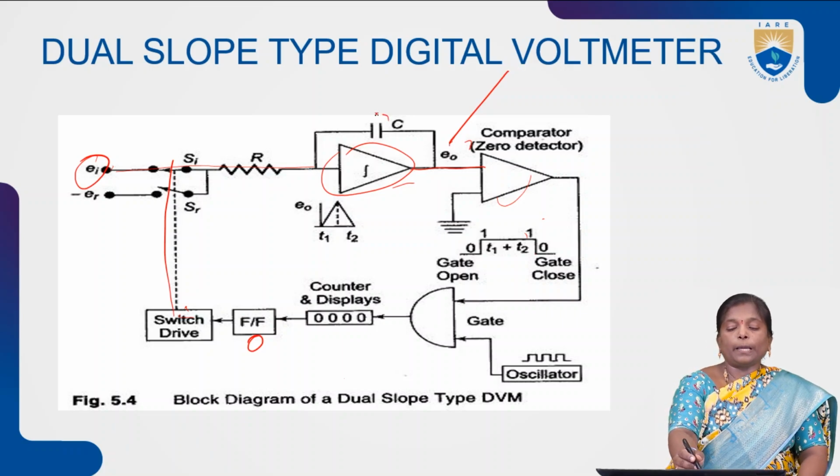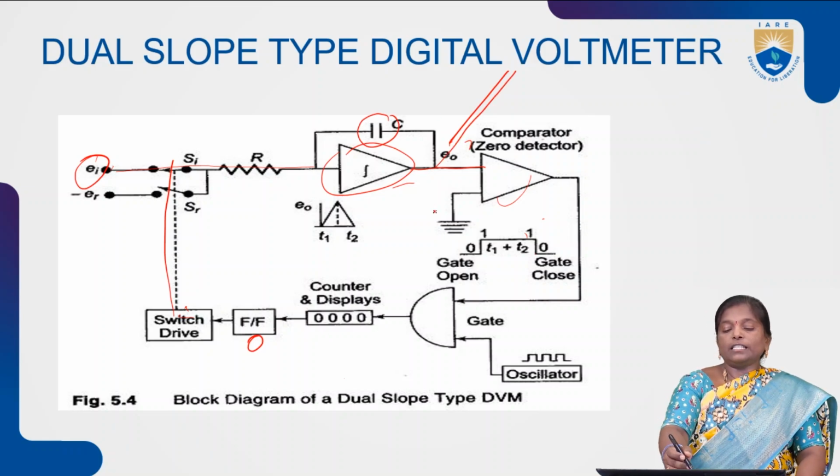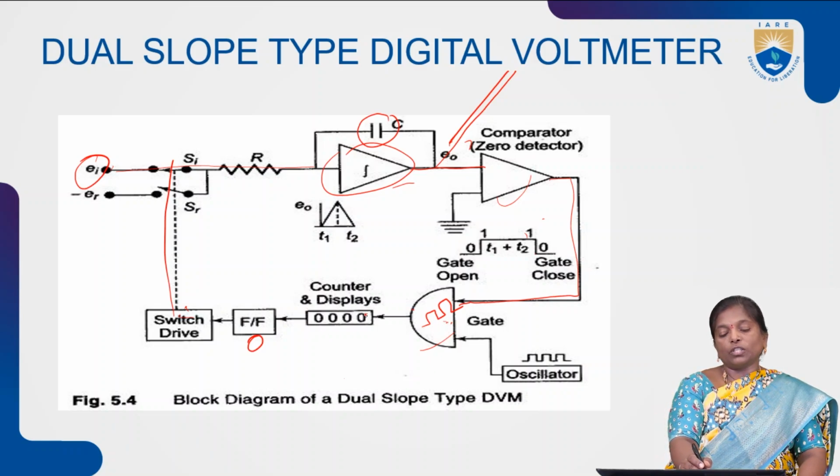At the same time, the capacitor charges to a maximum value. As the capacitor voltage increases, it is greater than 0. Then the comparator sends the signal that opens the gate. As the gate opens, the oscillator will send the clock pulses through the gate. As long as the gate is open, the oscillator will send the clock pulses, and the number of clock pulses passing through the counter will be counted here.